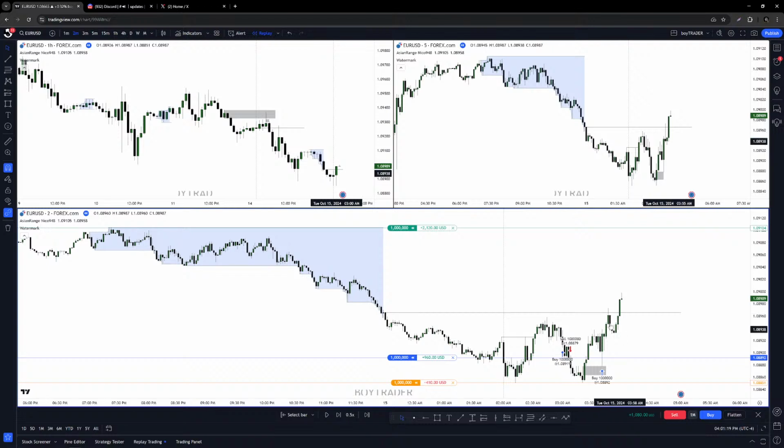But if the fair value gap holds price, I'm not talking about the wick, I'm talking about the body. If the body of the candle covers the fair value gap, sorry I'm rambling, but if the bodies of the candle cover the fair value gap, that gives you an idea that we are going to keep going higher.